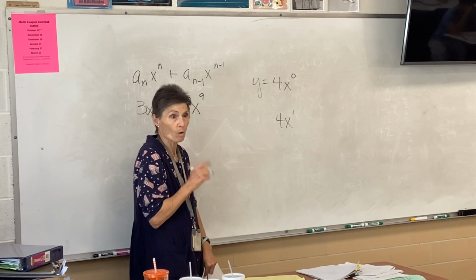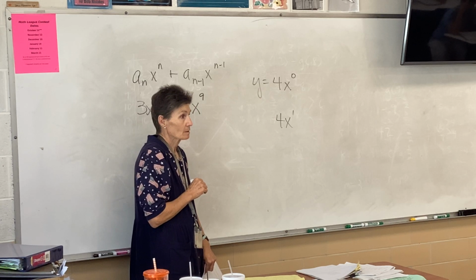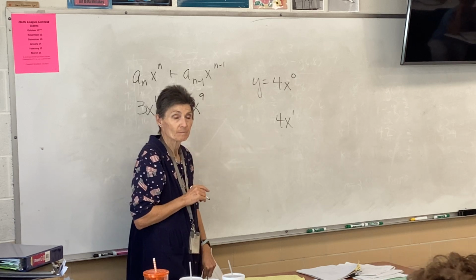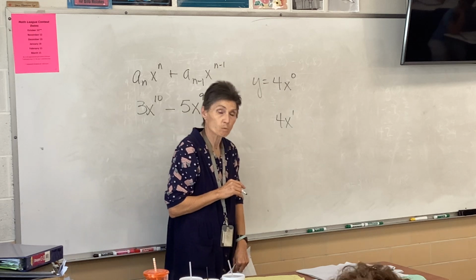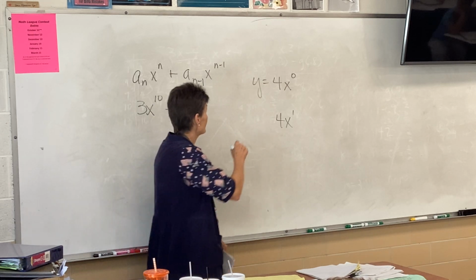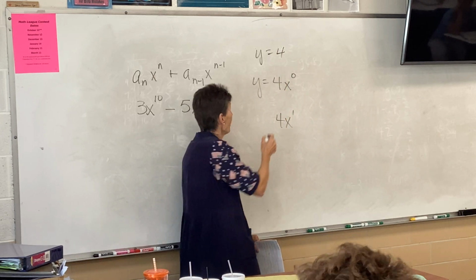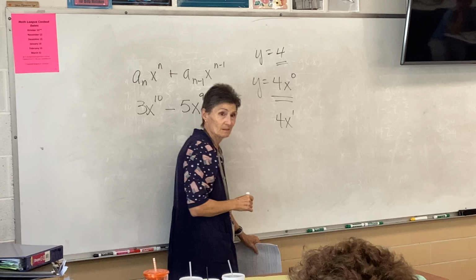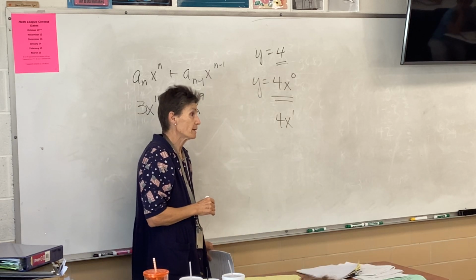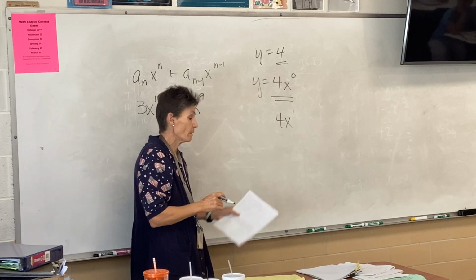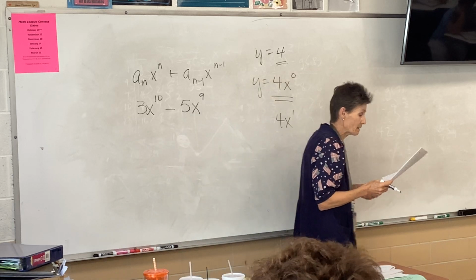And my problem is 4. Y equals 4, right? Wait, but if x to the 0 is 0. No. X to the 0 is 1. So my problem says y equals 4. That's my equation. Isn't this the same as that? Yeah. So the degree is 0. It's called a constant function. It's always 4.